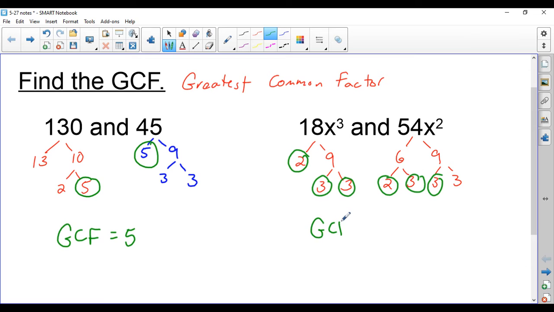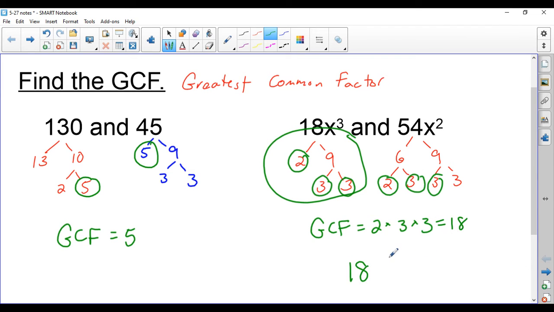I have another pair of 3s that I can circle. So my greatest common factor, I'm going to only look at one tree now, and I'm going to multiply together 2 times 3 times 3, which gives me 18. 18 is the number that's in the GCF. Then I have to look at the variables. I have x cubed and x squared. The rule with the variables is that whatever the least of that variable is that you have in one of the terms is your GCF. I have x to the third and x squared. X squared is my lowest exponent. My GCF is 18x squared.